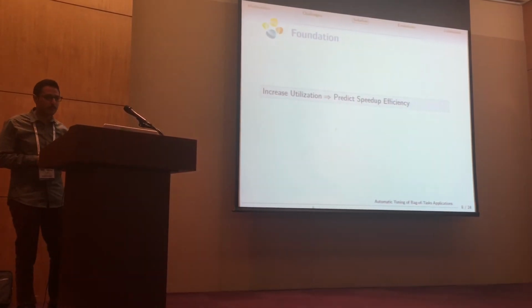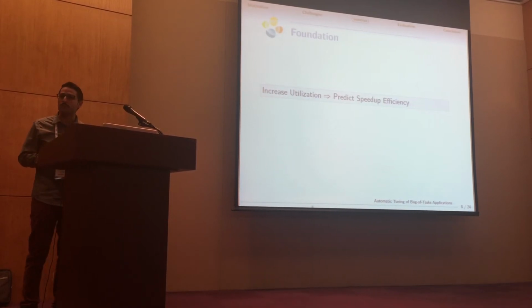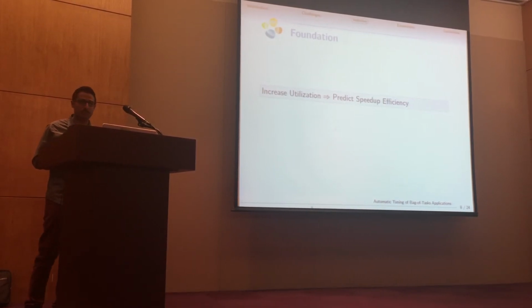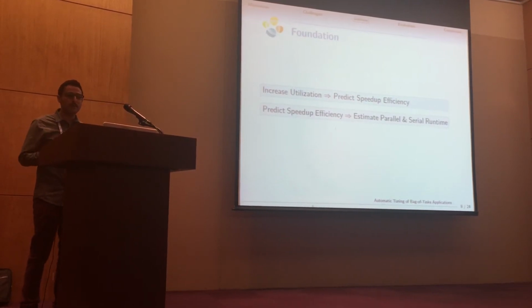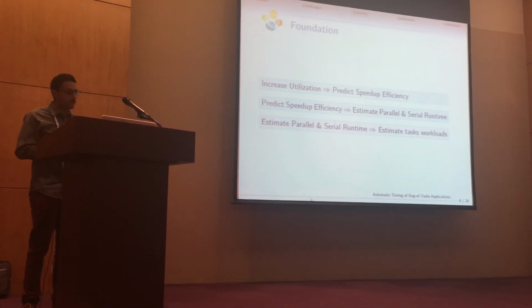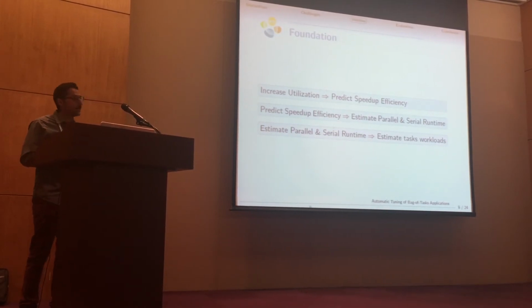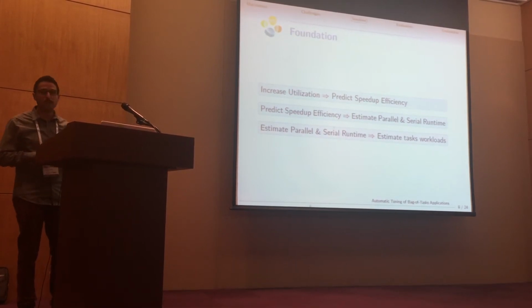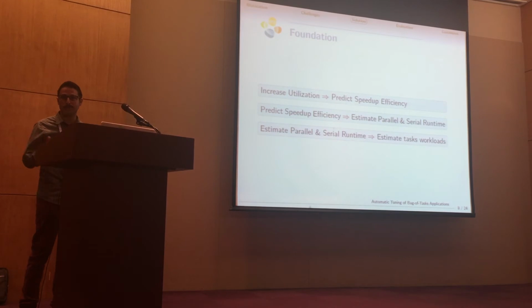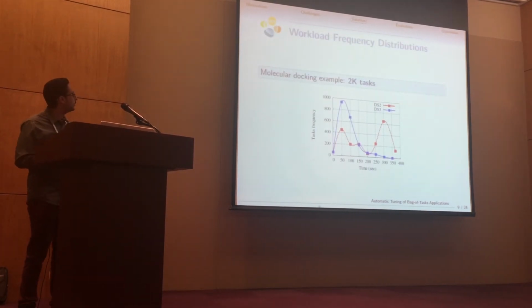So the foundation of our solution is you want to increase your utilization. So for that, you need to predict the speed up efficiency. But to predict the speed up efficiency, you need to estimate the parallel and serial time accurately. And for that, you want to estimate the tasks' workloads. Tasks' workloads are not known in advance. You have so many tasks, and there is no way you want to run these tasks to know their workloads in advance. A predictive model is really required.